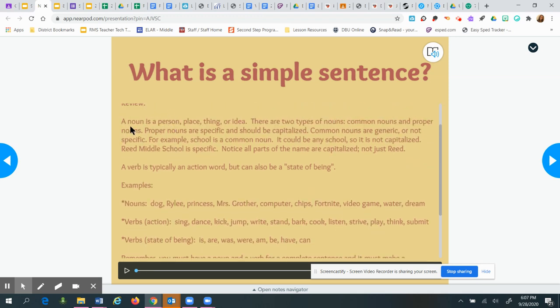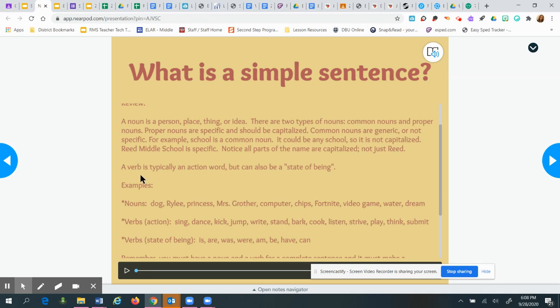To review, it says a noun is a person, place, thing, or idea. There are two types of nouns. There are common nouns and proper nouns. Proper nouns are specific and should be capitalized. Common nouns are generic or not specific. For example, school is a common noun. It could be any school, so it's not capitalized. Reed Middle School is specific. Notice all parts of the name are capitalized, not just Reed.